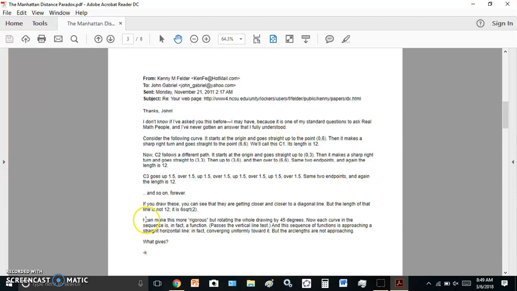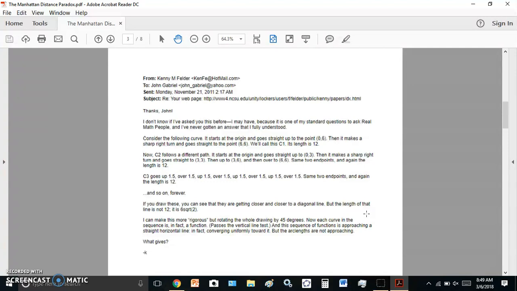And then he begins the premise for his question. He says, if you draw these, you can see that they are getting closer and closer to a diagonal line, but that the length of that line is not 12. It is 6 times square root of 2. I can make this more rigorous by rotating the whole drawing by 45 degrees.